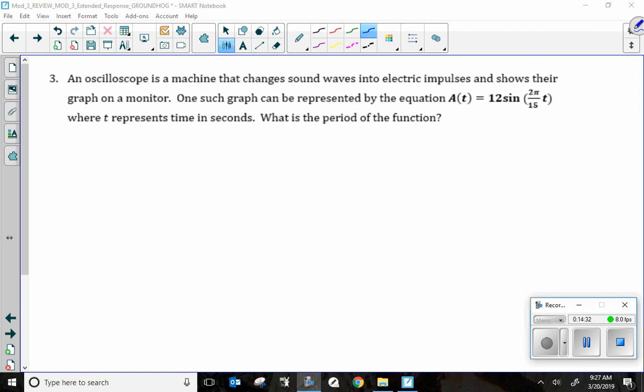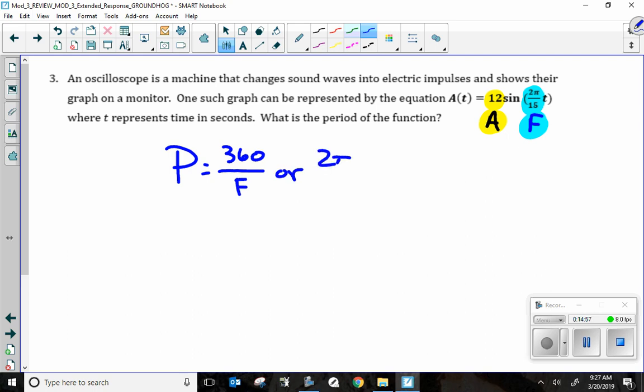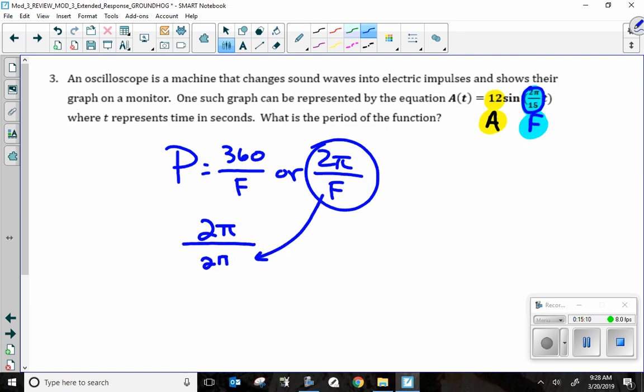Okay, I know I have amplitude, which is 12. But it's so hard to see when I circle things. I know I have amplitude and frequency, right? I have my amplitude, which is 12. I have my frequency, which is 2 pi over 15. But how do I get period? It's either 360 over frequency, or you can just say it's 2 pi over frequency. I'm going to use this one because they give me pi here. So my period is going to be 2 pi divided by frequency, which is 2 pi over 15.